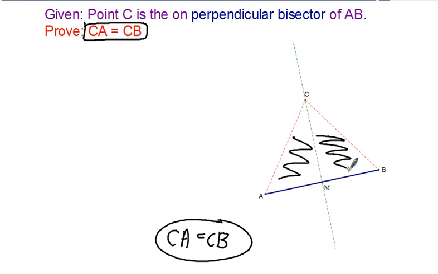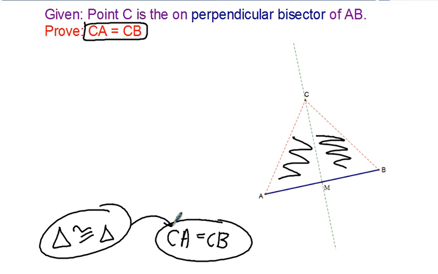And so if we can somehow show that those two triangles are congruent to each other, then we'll know that their sides are congruent, and so these red segments will have to match. Okay? Now, how do we show the two triangles are congruent?